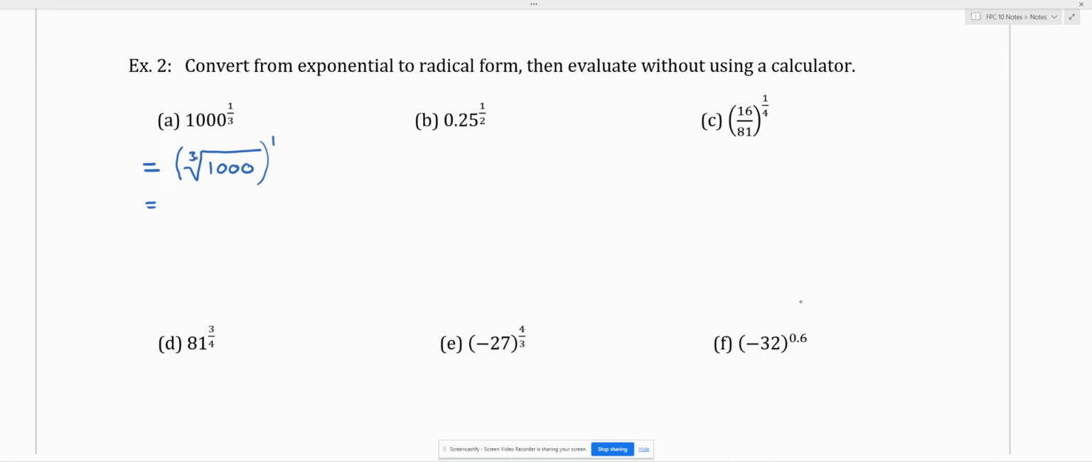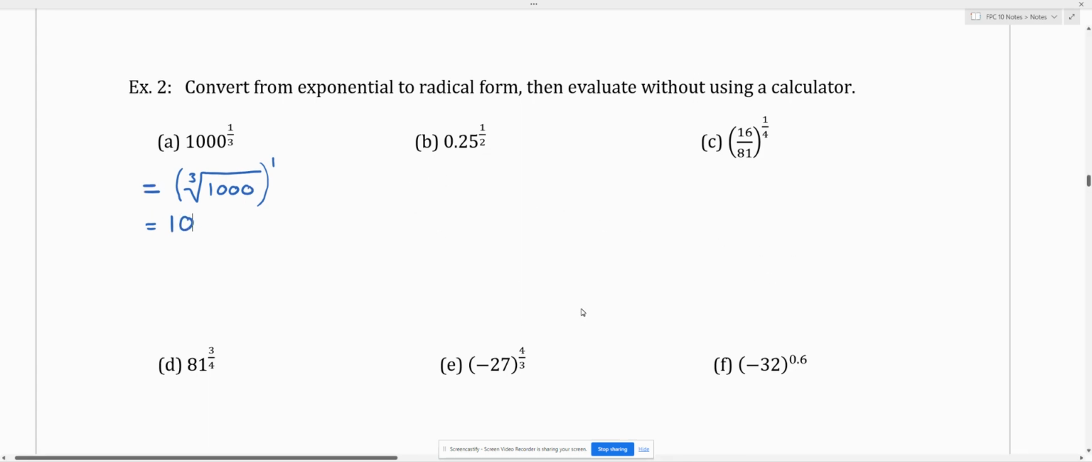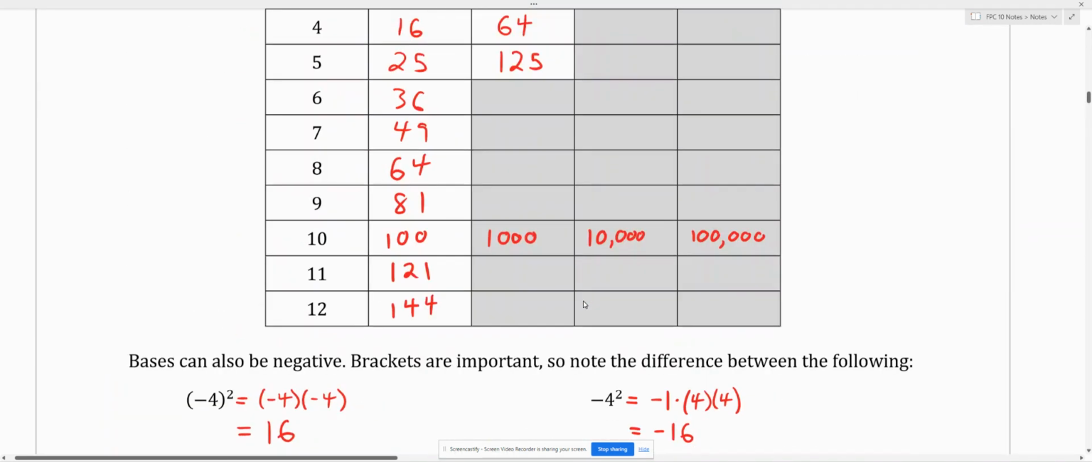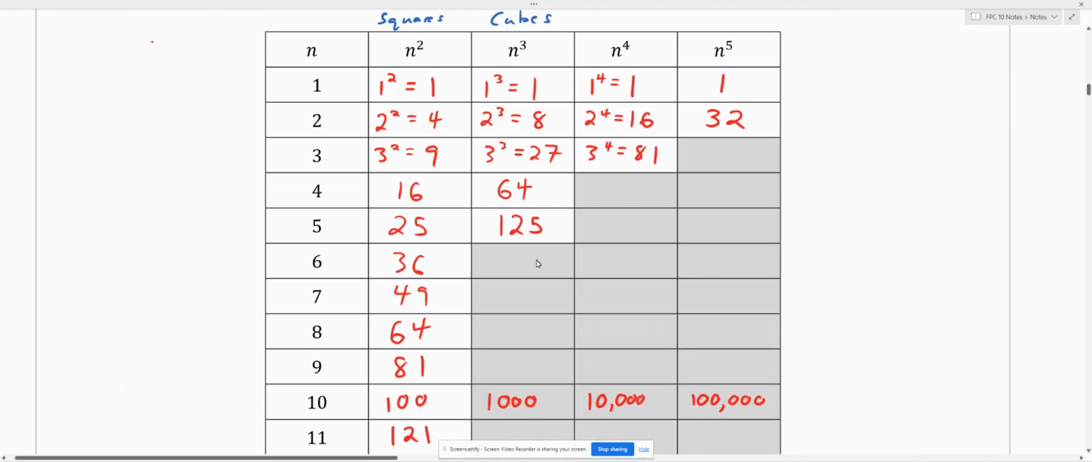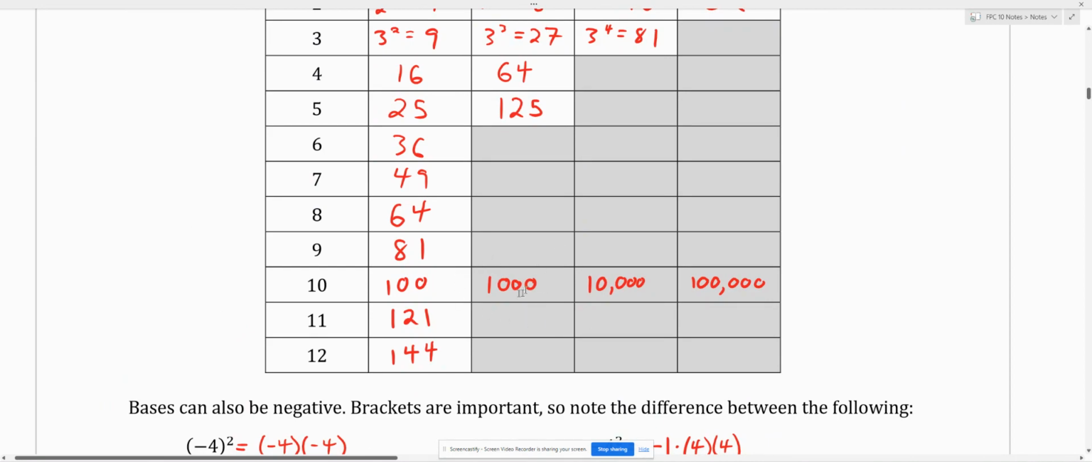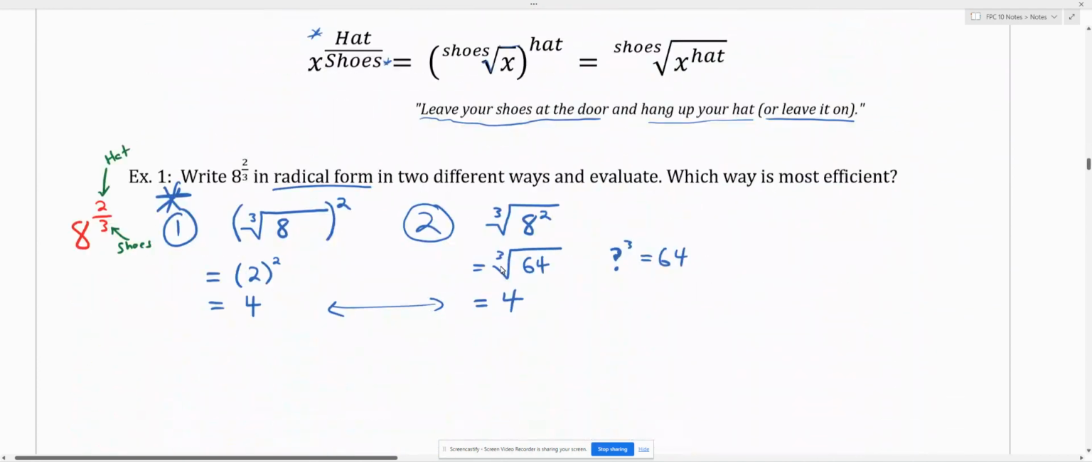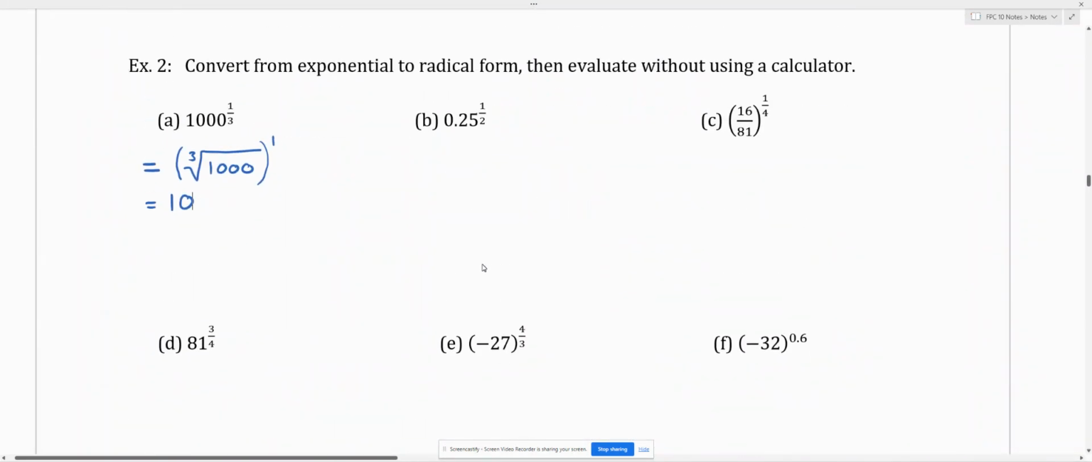Now all it's saying is what number times itself 3 times gives me 1000, and of course that's 10. If you don't remember, I'm going to scroll up really fast, you can always refer to this chart, which will be accessible. That's why we included 1000 here for that perfect cube. Okay, let's go back down. Sorry about that. B, okay, we got one of these decimal ones.